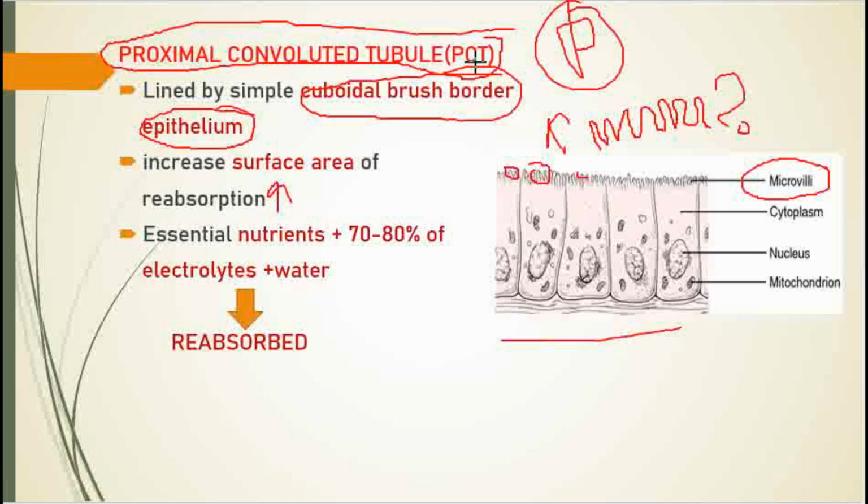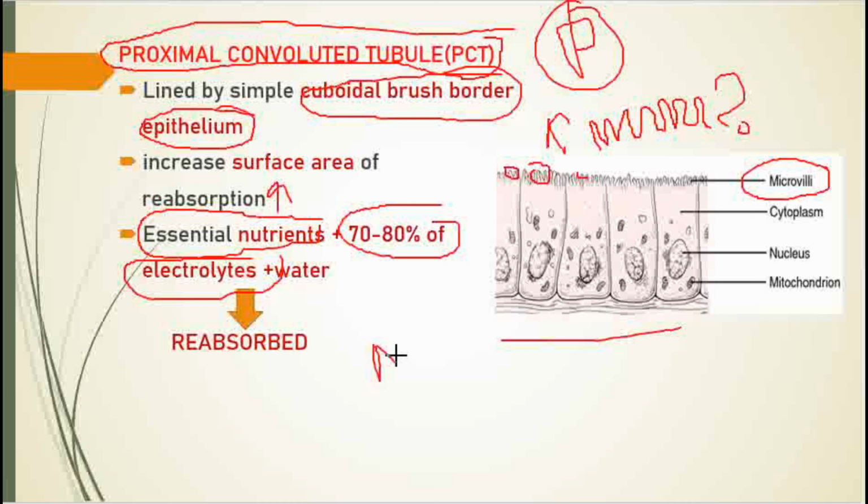So what are the materials which are getting reabsorbed அப்படினு பாத்தீங்கன்னா, the essential nutrients எல்லாமே they are reabsorbed, and 70 to 80% of electrolytes they are reabsorbed, and also water is also getting reabsorbed. Electrolyte na enna? So electrolytes are nothing but the minerals in your body that have an electric charge. So charge irundhuchna plus illana minus charge, it is known as an electrolyte.